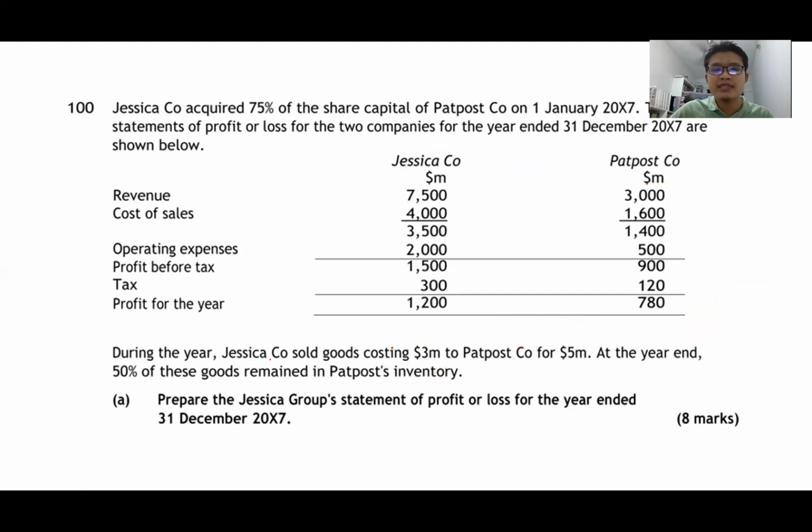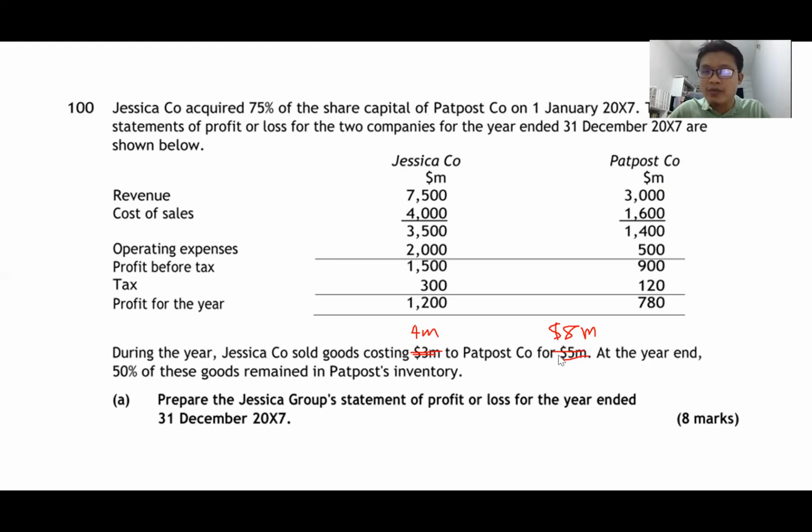Let's say it says Jessica Co sold goods costing 4 million. Sorry, costing is the cost to Jessica. When Jessica bought it, the cost is 4 million. And then after the goods were bought, Jessica sold it to Pak Post. So let's say this is sold at 8 million. So what will happen, guys? First thing first, this 8 million is revenue to Jessica. It is cost to Pak Post, intra-group transaction.